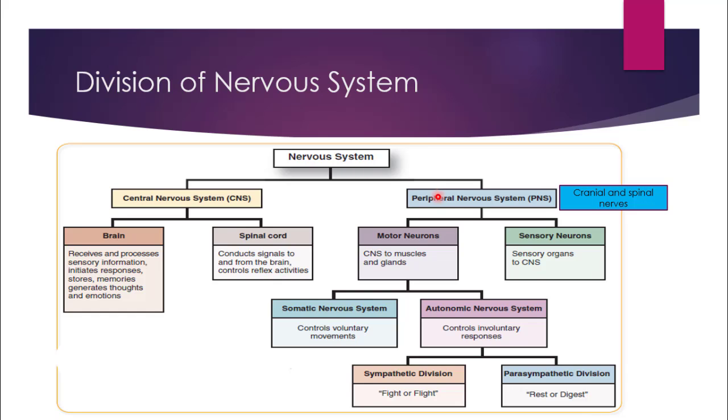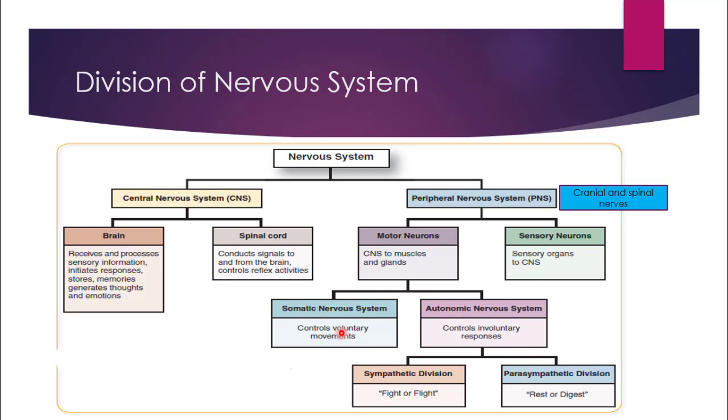The second one, the peripheral nervous system, consists of cranial and spinal nerves, which are actually mixed nerves having both motor and sensory neurons. The motor neurons conduct the impulses from the central nervous system to muscles and glands in your body. The sensory neurons conduct the impulses from sensory organs or receptors to the central nervous system. The motor neuron further consists of two important nervous systems, that is the somatic nervous system and the autonomic nervous system.